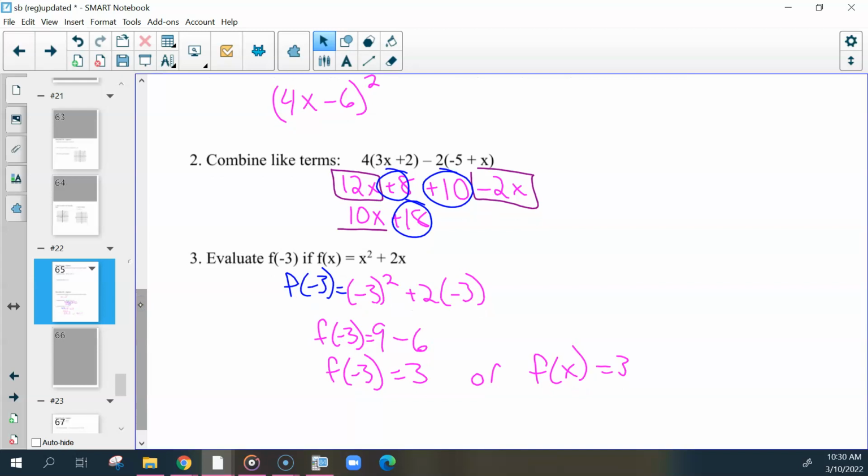Number 2, you needed to combine like terms, so distribute the 4 and the negative 2. Multiply those. Combine your x's together to get 10x. Combine your constants together to get 18. Questions on that one?